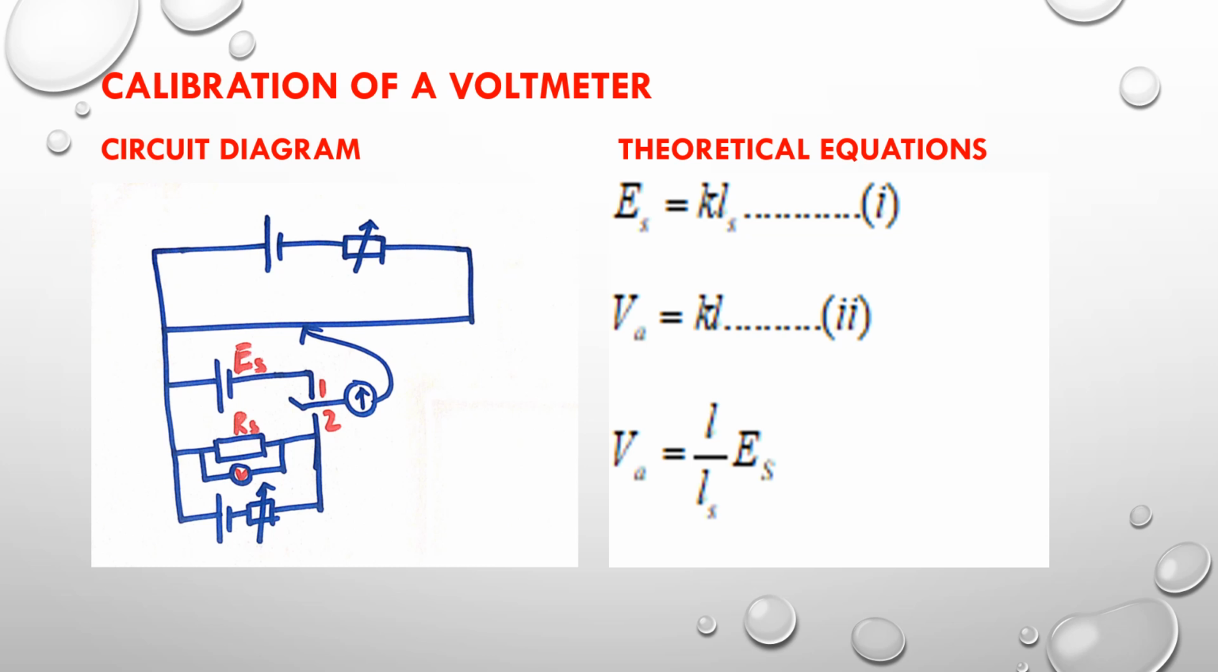Then the balance length is determined when the galvanometer shows no deflection. So the PD VA is equal to KL. Making VA the subject using the first and second equations, we notice that VA is equal to LES over LS. So that gives us the reading.